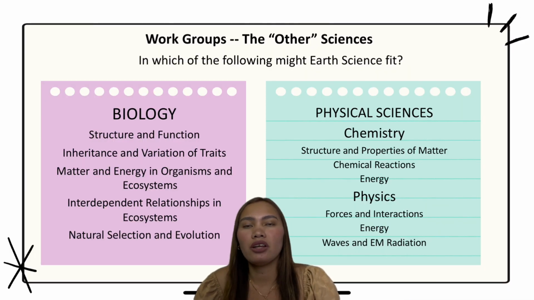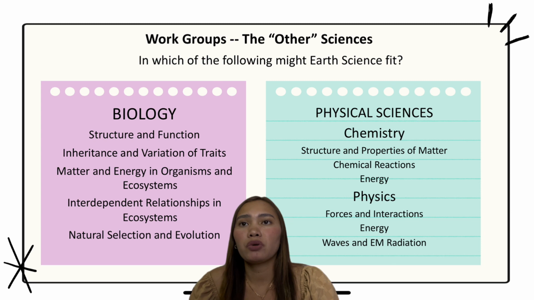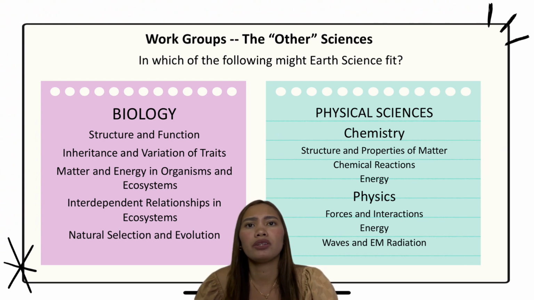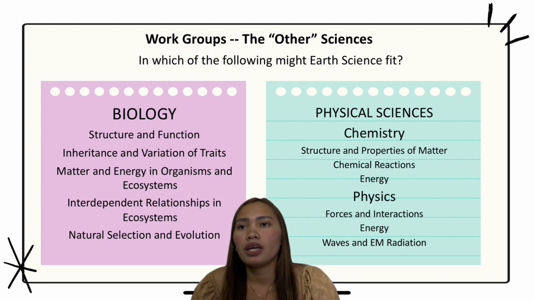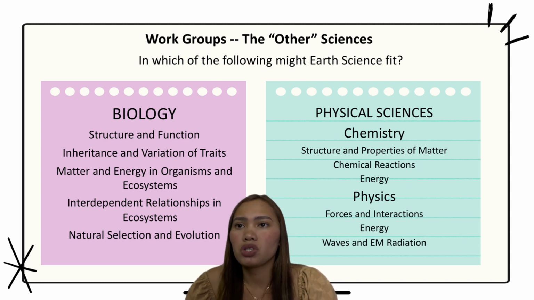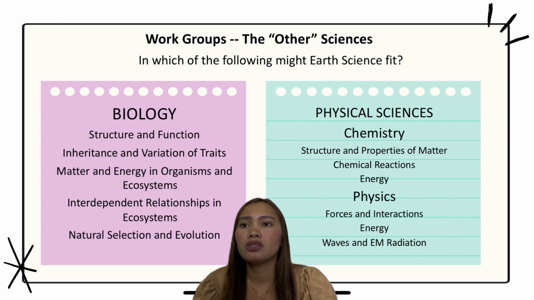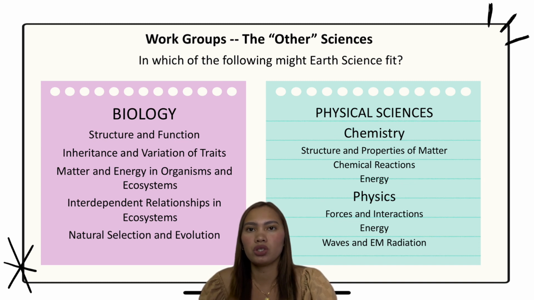After listing the other sciences concepts, the participants will proceed to their activity called work groups the other sciences, and the question is, in which of the following might earth science fit? In biology or life sciences, these are the topics: structure and function, inheritance and variation of traits, matter and energy in organisms and ecosystems, interdependent relationships in ecosystems, and natural selection and evolution.